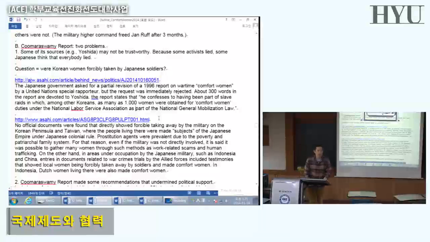Stop. So do you see? This famous report spent 300 words citing this one guy, Yoshida, who says I kidnapped 1,000 Korean women, right? And then later it was found out that it wasn't true, because the newspaper Asahi Shimbun sent investigators to Jeju Island, and nobody could confirm his story.